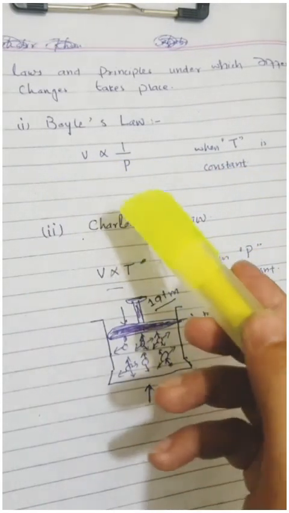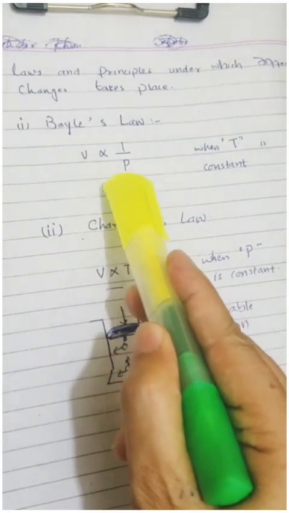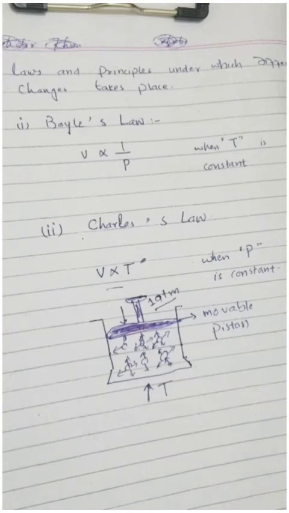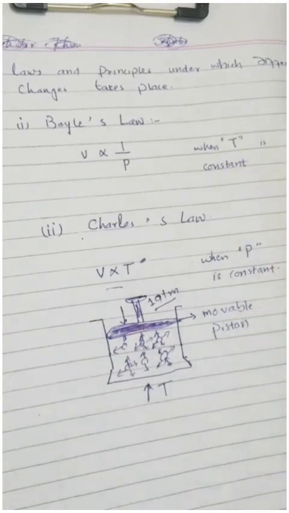So the first law is Boyle's law, and according to this law, the volume of a fixed amount of a gas is inversely proportional to its pressure when the temperature is kept constant. So what happens is when we increase the volume, the pressure decreases, and when we decrease the volume, the pressure increases when the temperature is kept constant.